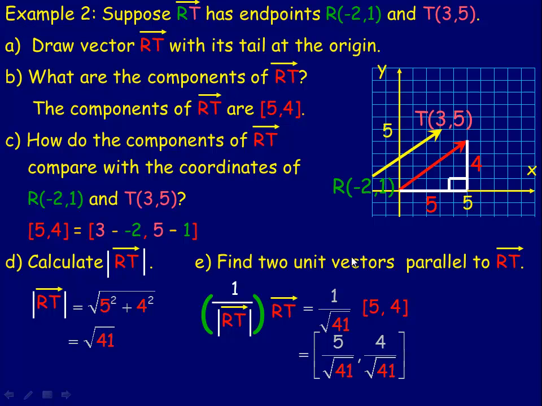Now it says find two vectors. Another vector that would still be parallel to RT would be the opposite of this vector. So that's another possibility that we could list. I'm not saying that these are equivalent, there's no equal sign here, but the opposite of this vector would still be exactly 1 unit long, just in the opposite direction, still parallel to RT.